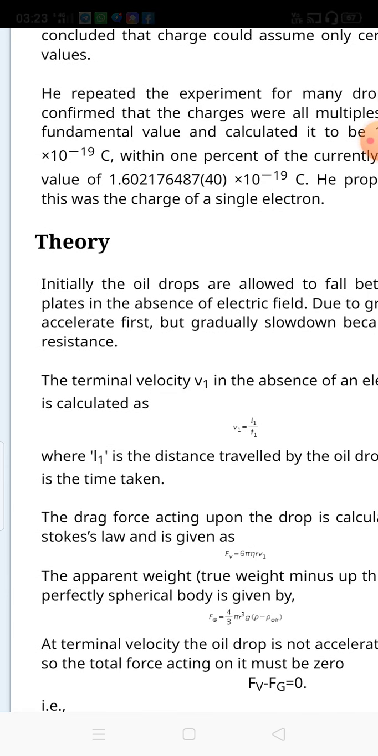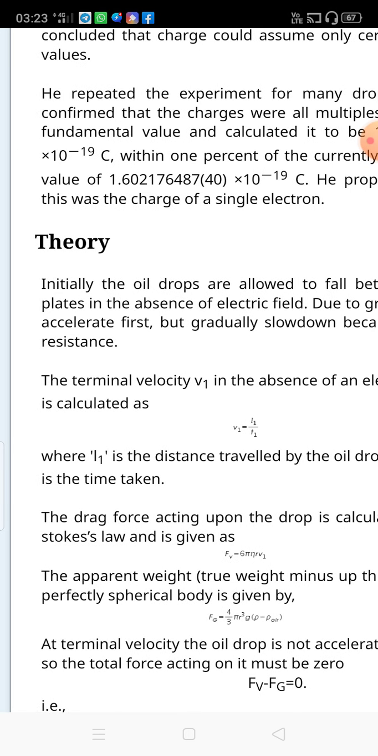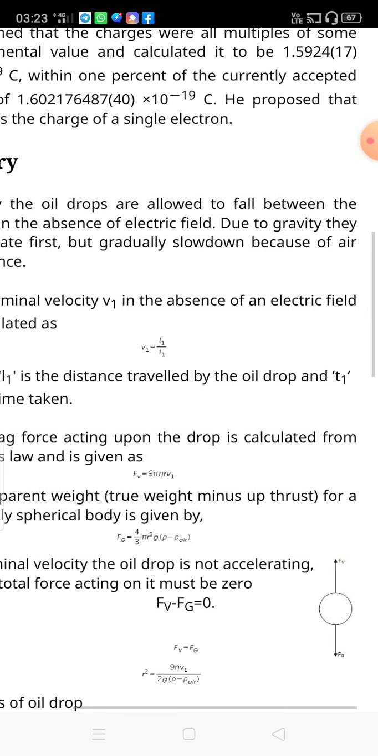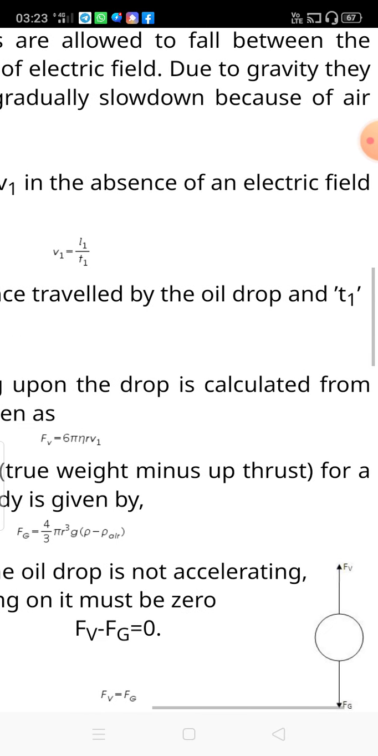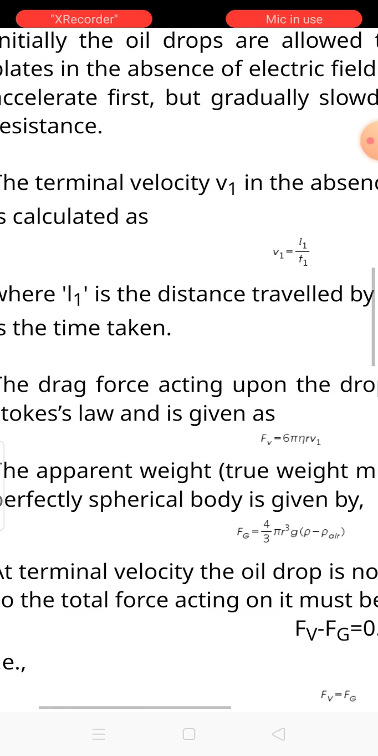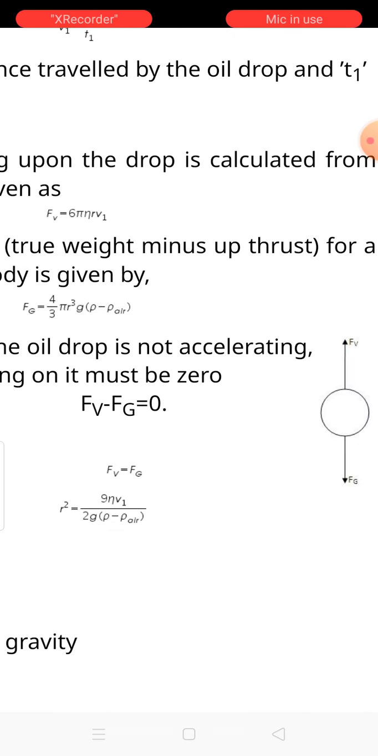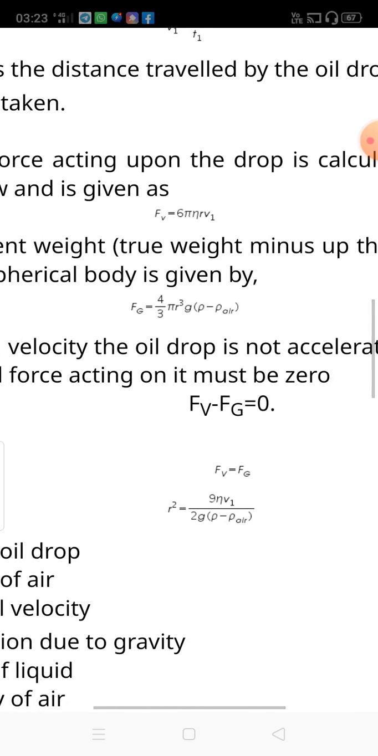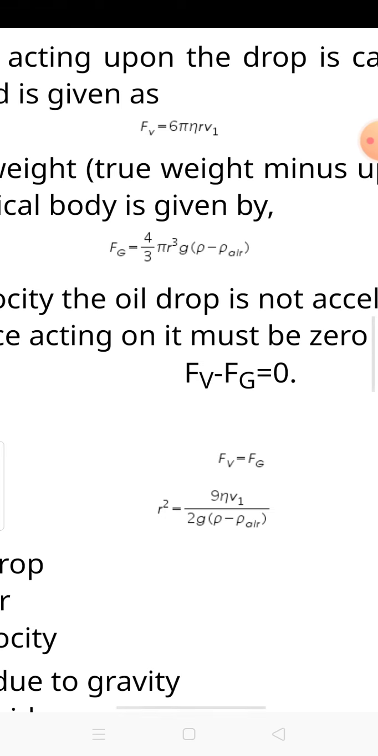The theory of the work: initially the oil drops are allowed to fall between the plates in the absence of an electric field. Due to gravity, they accelerate fast but gradually slow down because of air resistance. The terminal velocity v1 is given by v1 = l1/t1, where l1 is the distance traveled by the oil drop and t1 is the time taken. Similarly, the drag force acting upon the drop is calculated by another formula, Fb = 6πηrv1, and because of the apparent weight, true weight minus the thrust, for a perfectly spherical body the equation is Fg = 4/3 πr³(ρ − ρ_air)g.